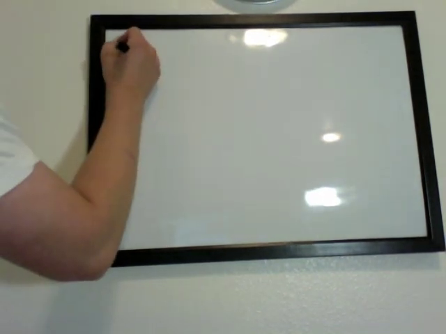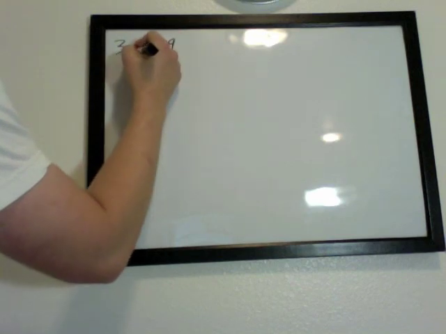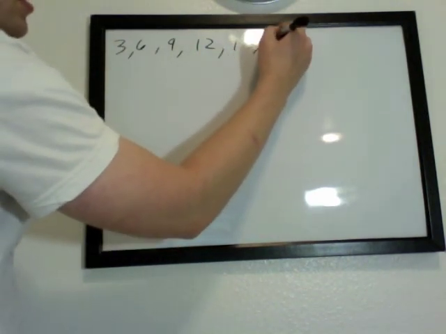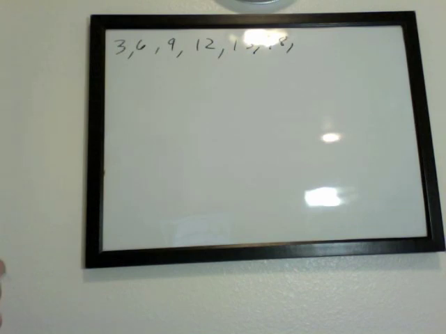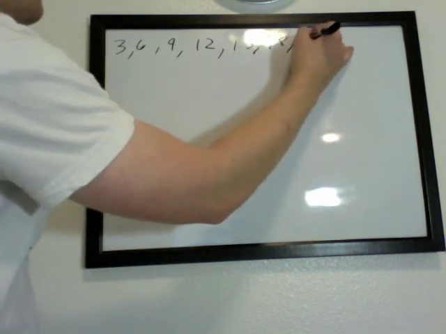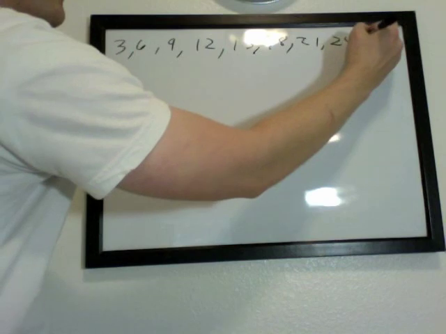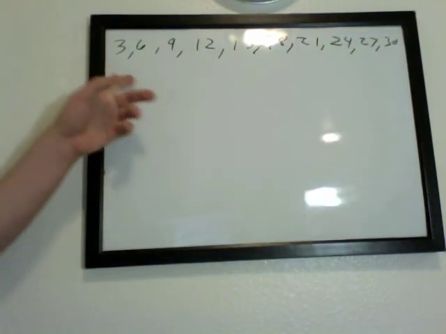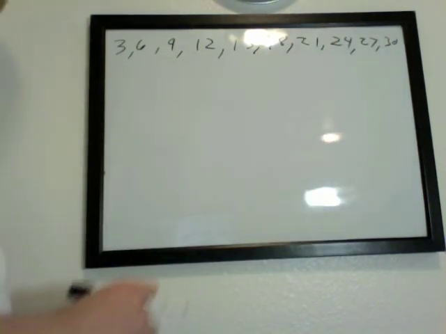We're going to do what's called common multiples. This helps you find the least common multiple. If we count by 3, say 3, 6, 9, 12, and you keep going, 15, 18, 21, 24, 27, 30. These are if you count it by 3s.